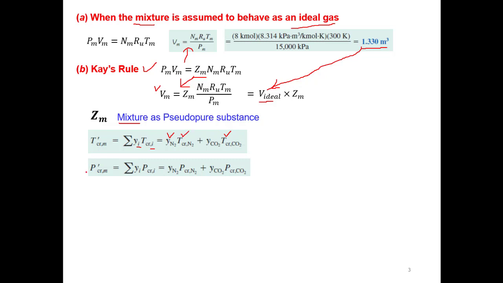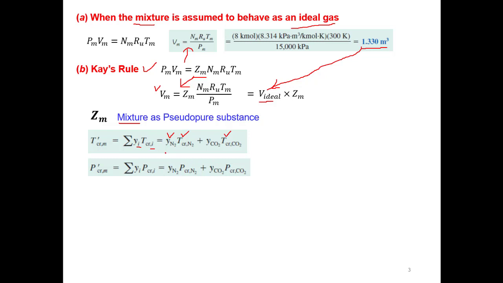Similarly, for the critical pressure of the mixture, we can use the same formula, the sum of Yi times P critical i, depending on the number of components. Since we have two components, Y nitrogen P critical nitrogen plus Y CO2 P critical CO2. That means we need first of all the individual critical temperature and individual critical pressure of the individual gases, which we can read from the property table.